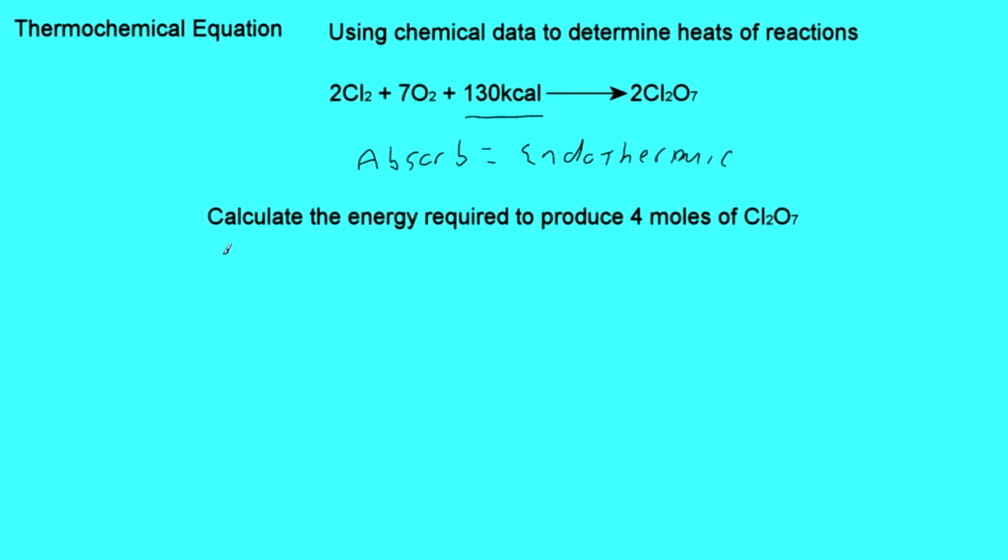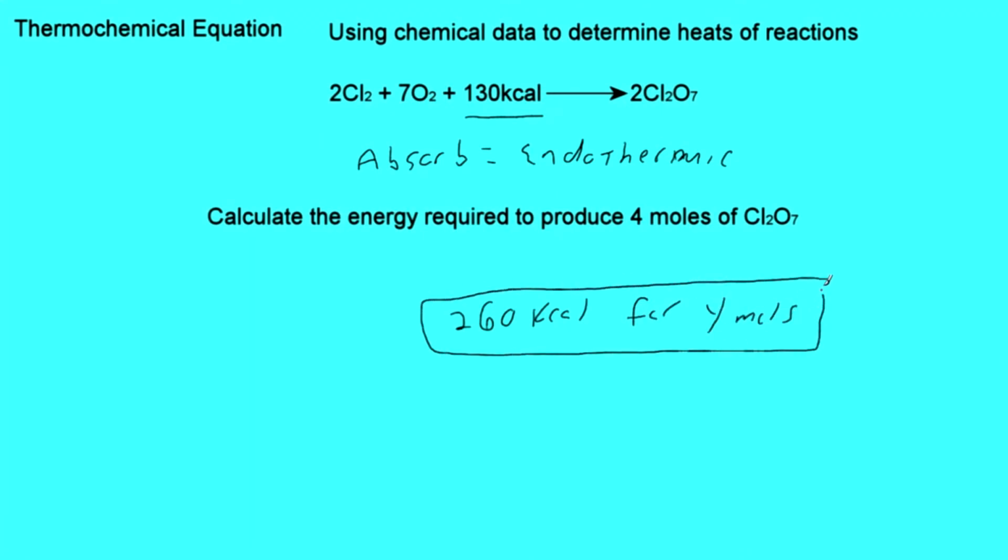All right, so let's see what's going on here. Calculate the energy required to produce 4 moles of Cl2O7. So our equation here tells us 130 kcals makes 2 moles of Cl2O7. If you had 4 moles, what do you suppose? You're going to go twice as much, so your answer is going to be twice as much. You would need 260 kcals for 4 moles. That's really all you have to do. There's really not much of a calculation there. You just have to realize what's going on. It's kind of obvious. You're only doubling it here.